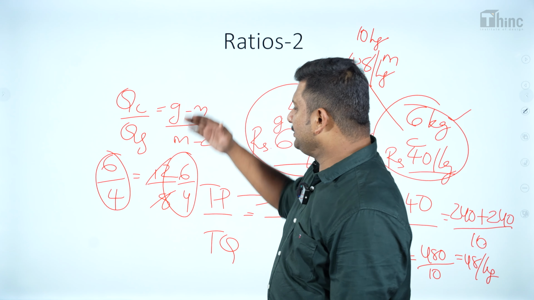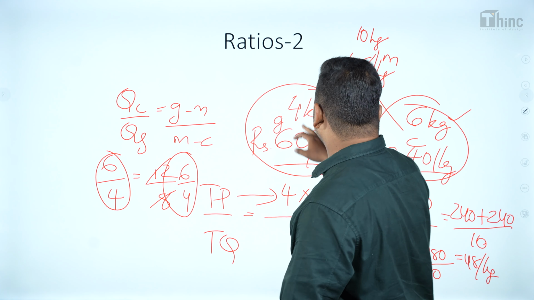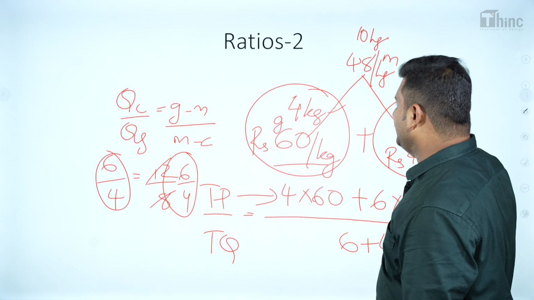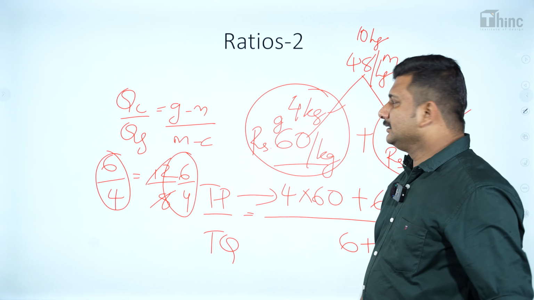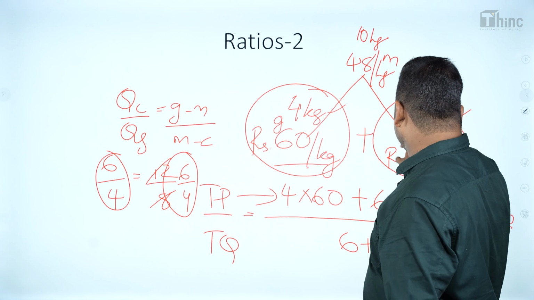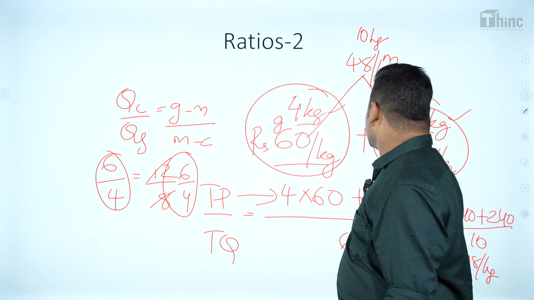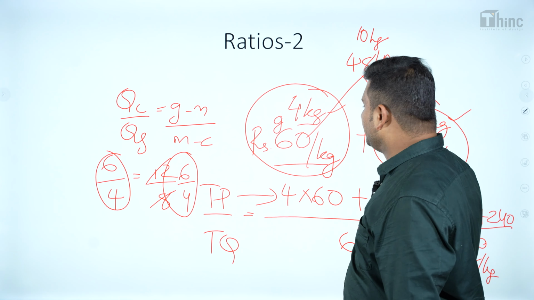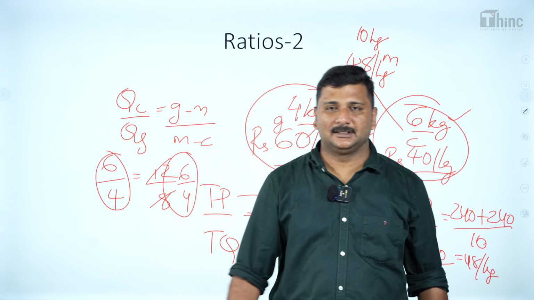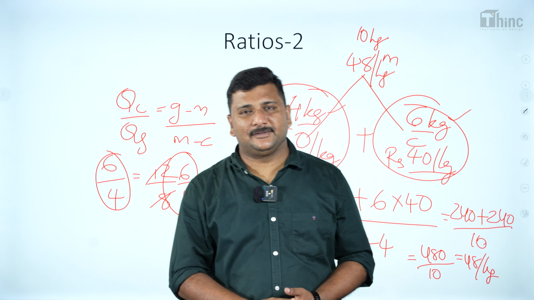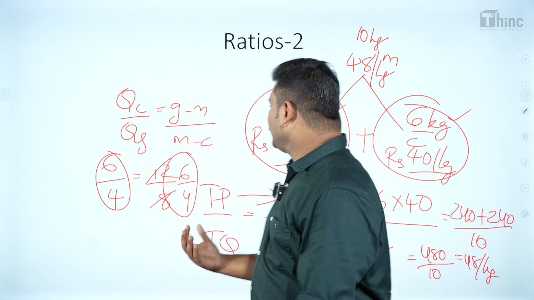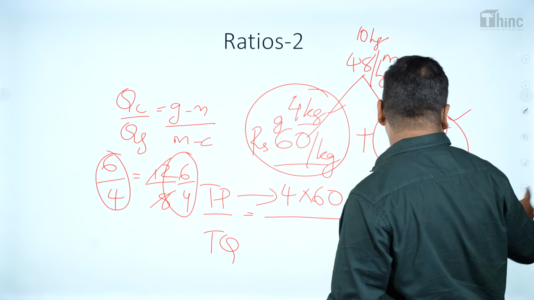So when you do QC by QG, the quantity of cheap to quantity of good, so quantity of cheap is 6 and quantity of good is 4. So 6 by 4 equals G minus M by M minus C. That will exactly match each other. So this is a basic formula with which we do most of the questions. So without much further delay, we are moving ahead.